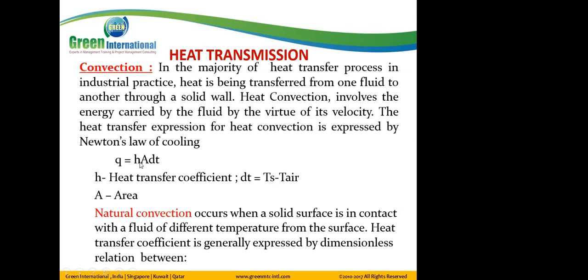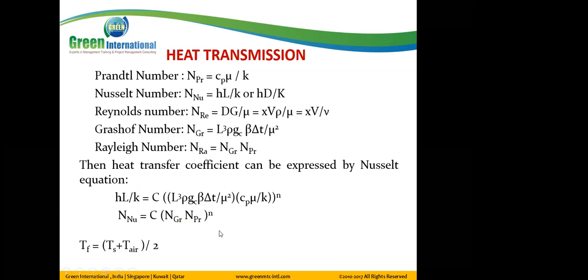h is your heat transfer coefficient, whereas in conduction we talk about k, which is the thermal conductivity, but here it is h. Natural convection means a solid surface is in contact with a fluid of different temperature from the surface, generally expressed as a dimensional relation. This is natural convection. You need to remember all these numbers. I think we would have come across them in our studies: Prandtl number, Nusselt number, Reynolds number, Grashof number, right?